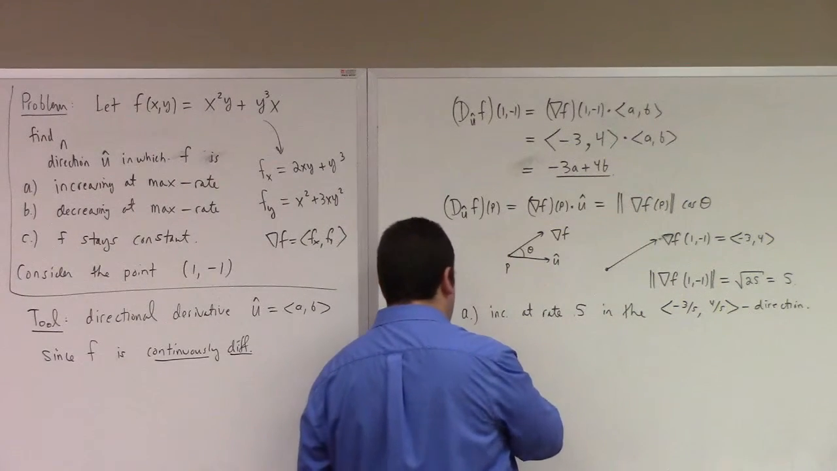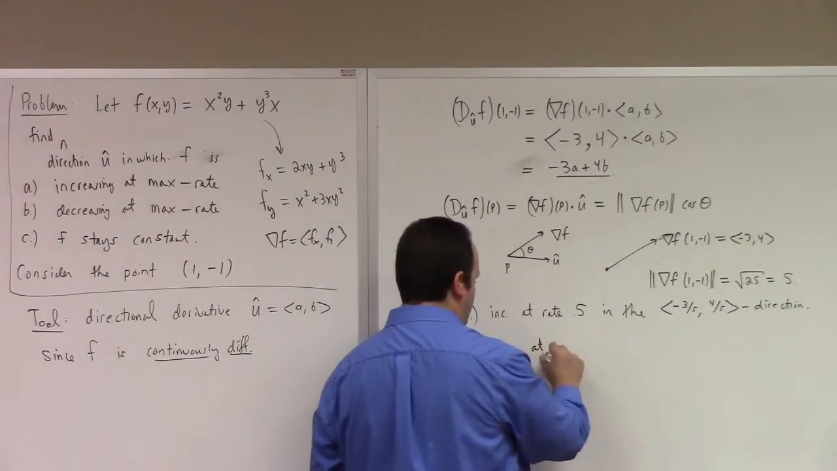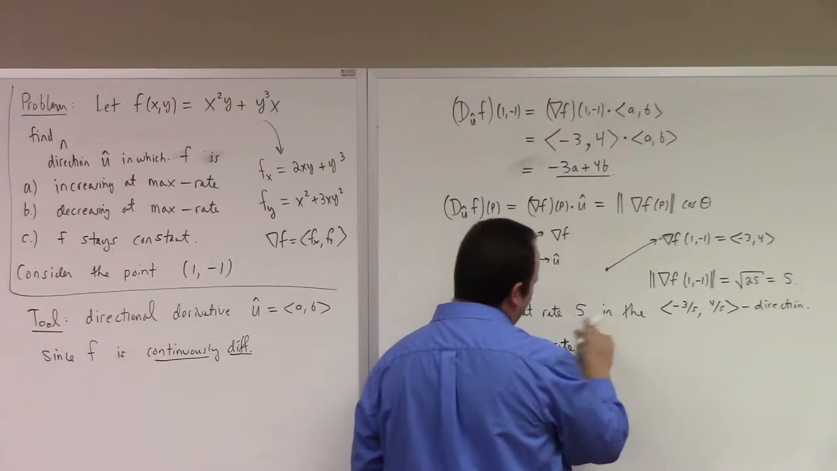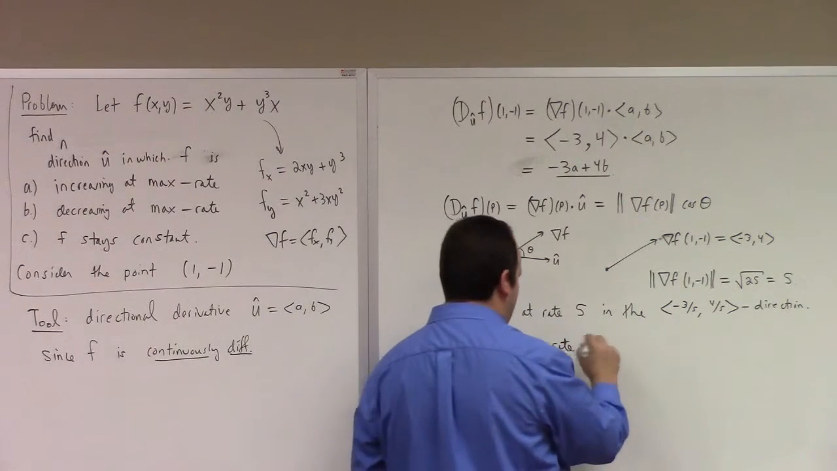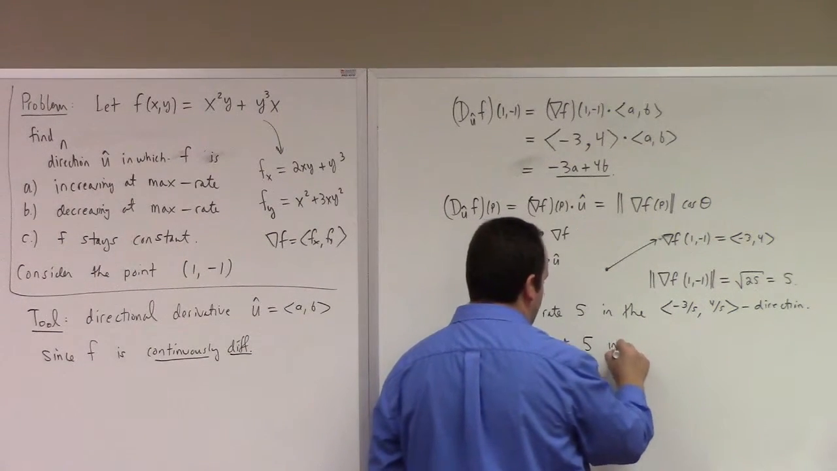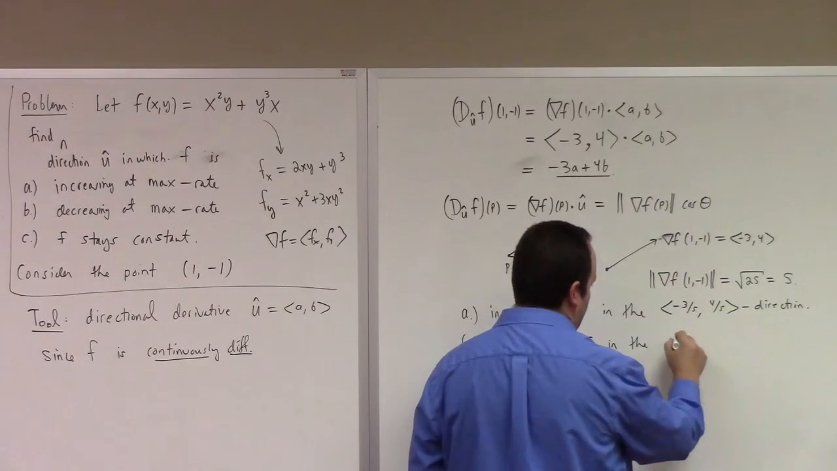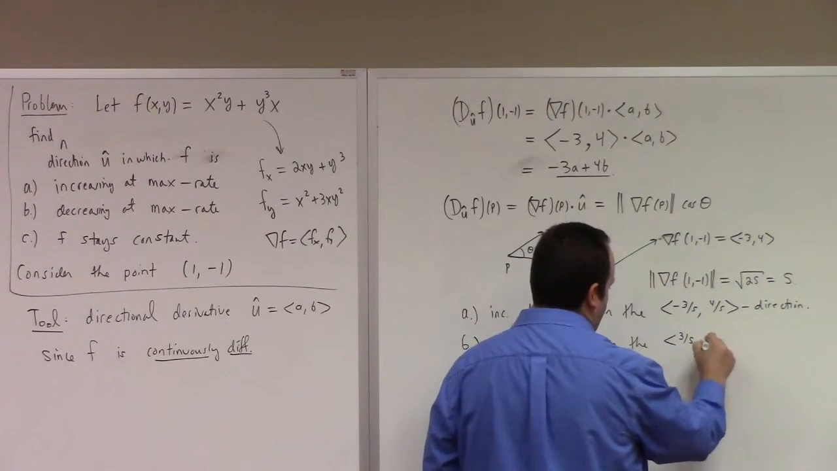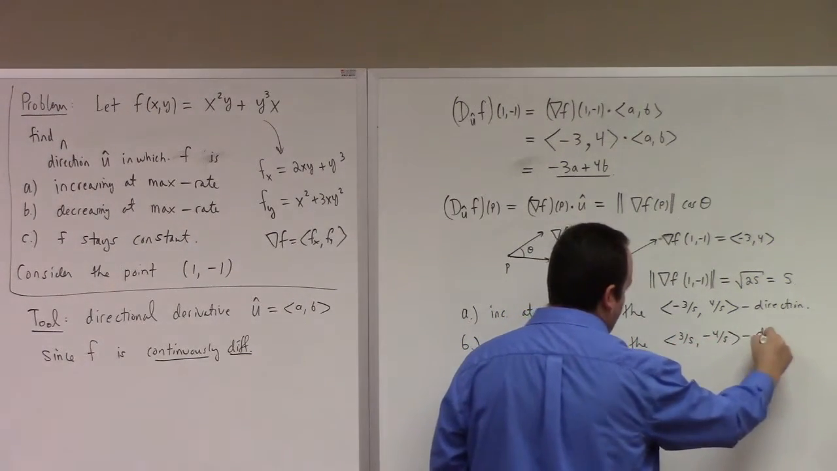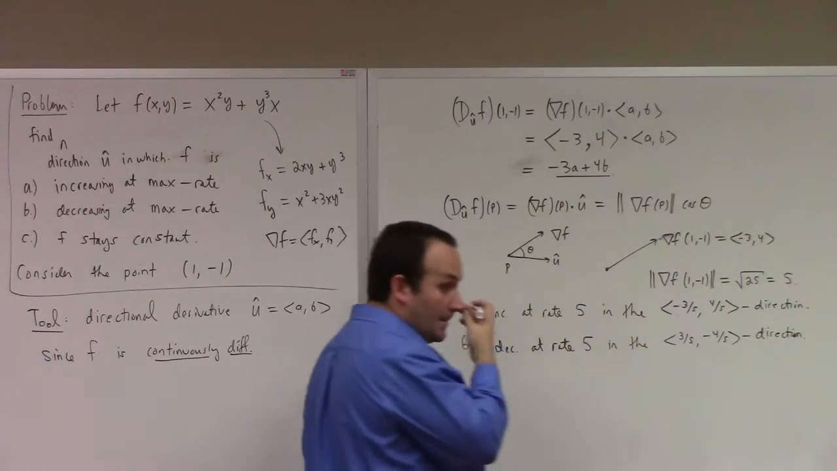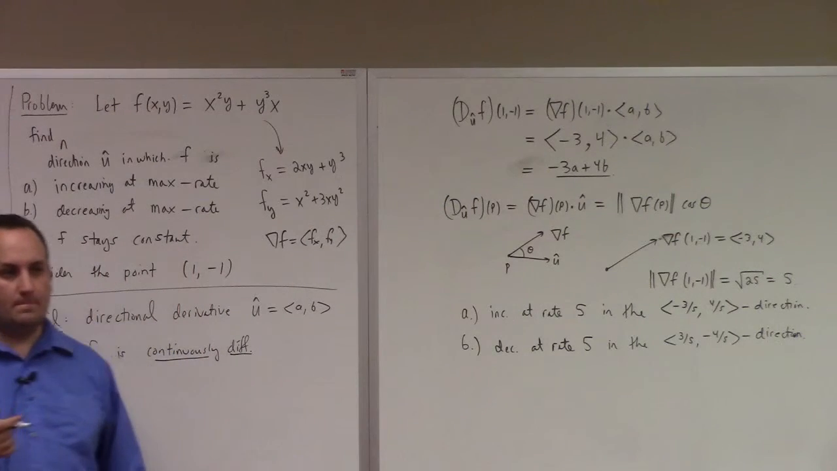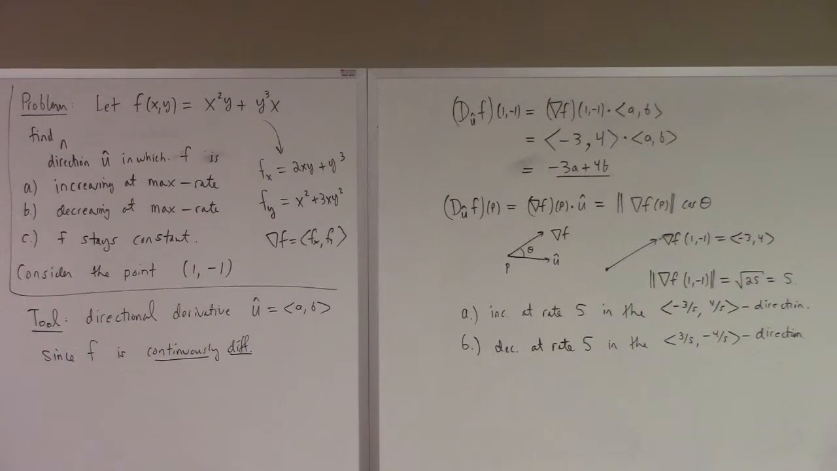Let's see here, B, it's decreasing at rate, well, and here's where the language gets a little, I mean, I could say it's increasing at a rate of minus 5, I suppose, but let's say it's decreasing at rate 5 in the 3/5, minus 4/5 direction, right? The opposite direction is the direction it decreases. And then where is it staying constant?